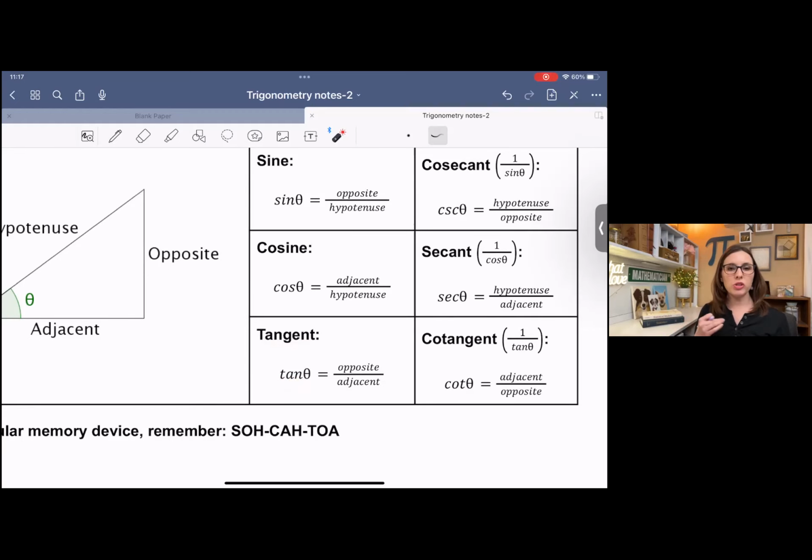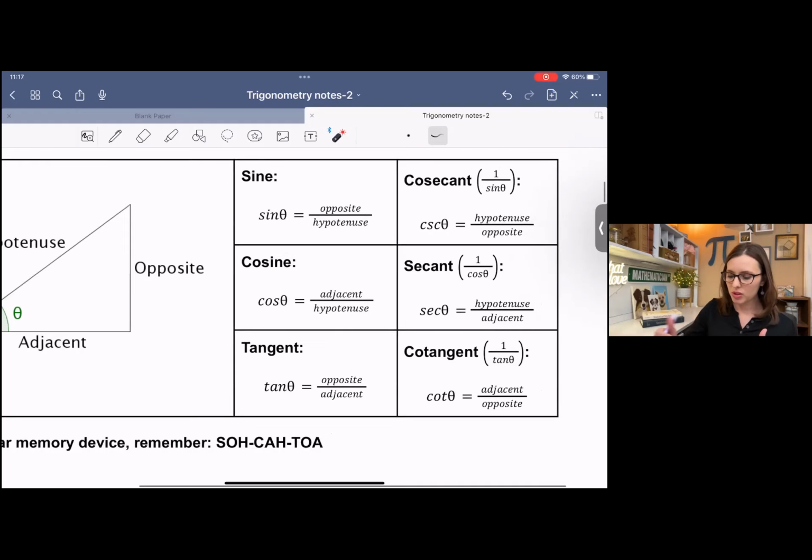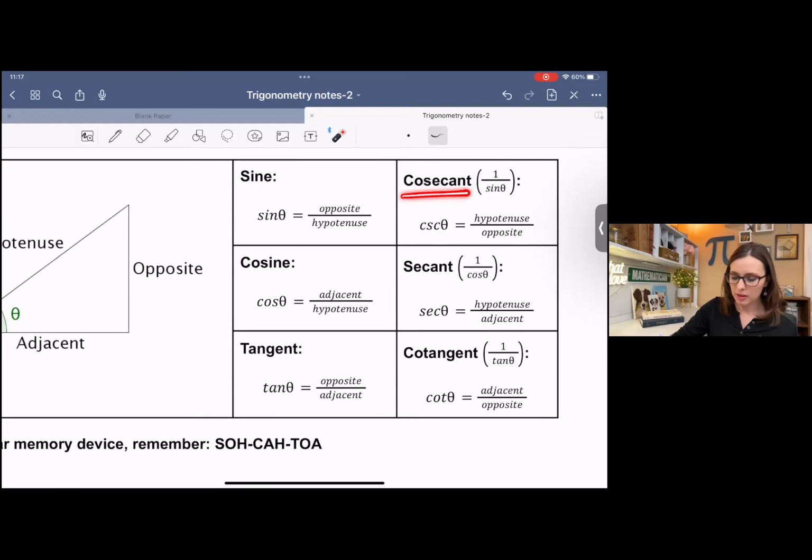And then we have some reciprocal functions. And these reciprocal functions, if you know what a reciprocal is, it means basically you just flip the fraction. So cosecant is the reciprocal of sine. So I put them side by side here, 1 over sine. So if we flip the fraction, that becomes hypotenuse over opposite. And then secant is the reciprocal of cosine. So flip that fraction. And cotangent is the reciprocal of tangent. So flip that fraction.